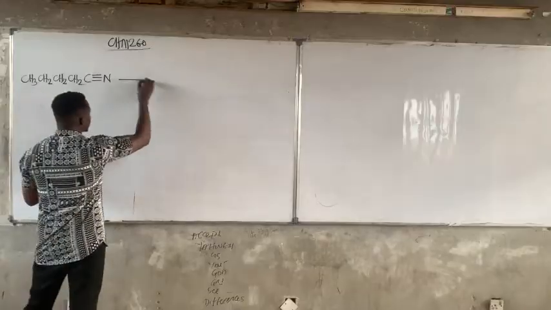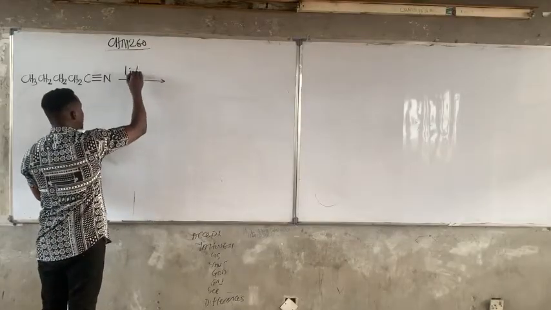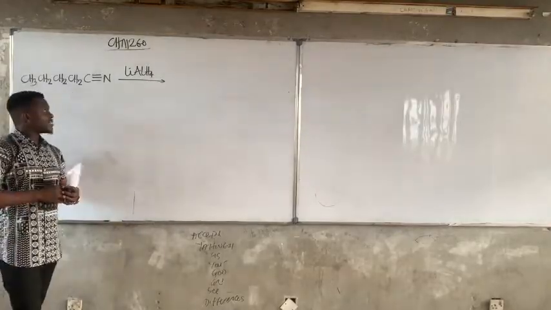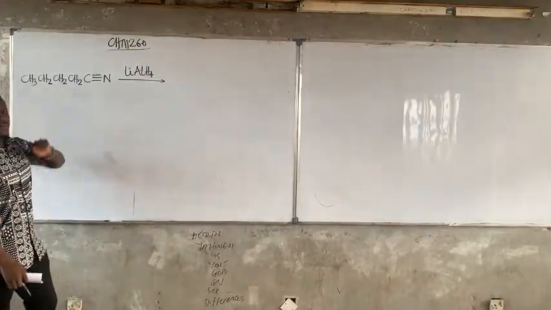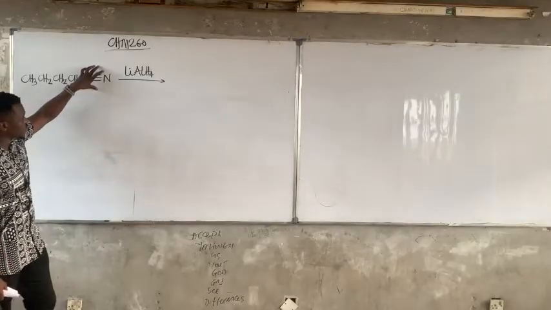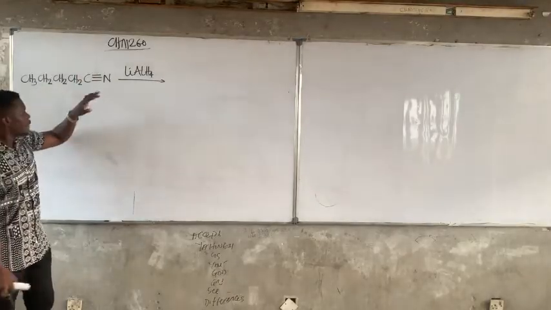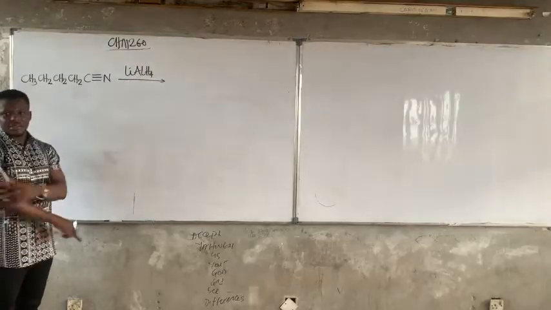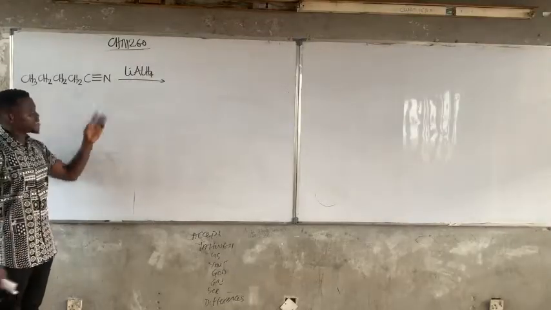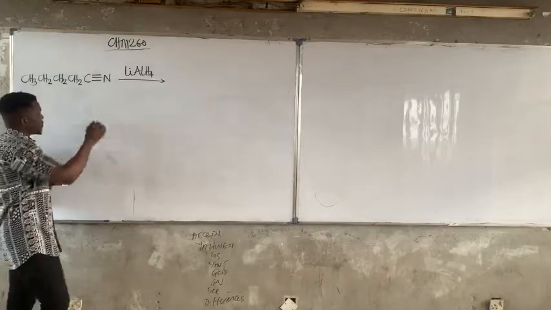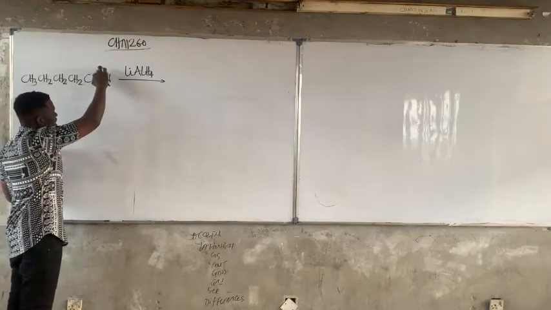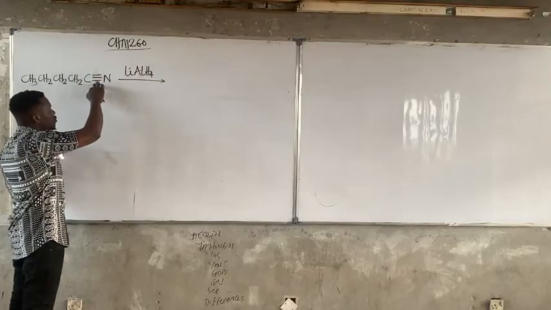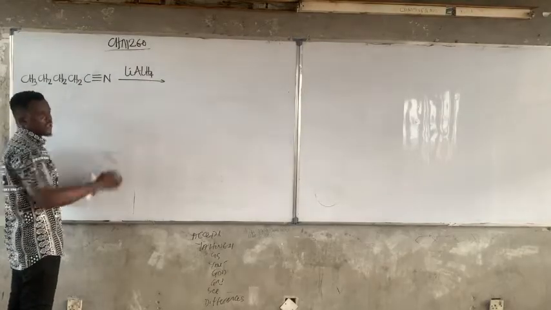Now, lithium tetrahydroaluminate 3 is lithium aluminum hydride. Class, if you could remember, this is the reaction of a nitrile. When this reacts with lithium aluminum hydride, it reduces this to an amine. What do I mean? This will remove the first double bond, put H on both sides, put H here, put H here, remove the second bond, put H here, put H here, and then you have the amine.